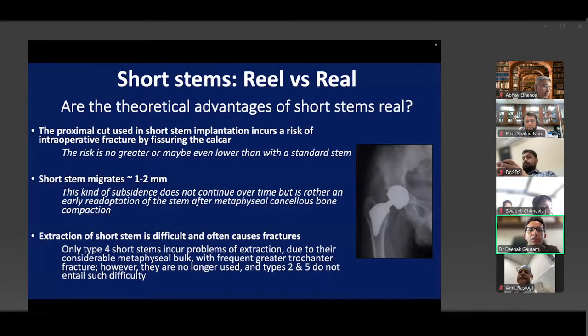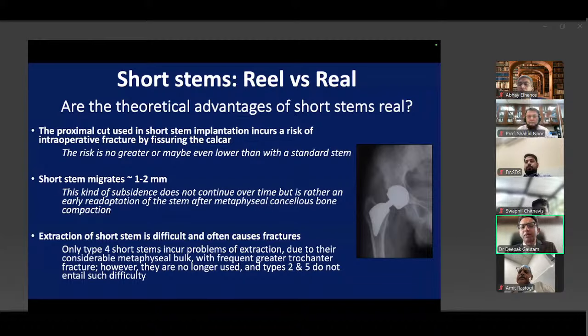The proximal cut using the short stem incurs a risk of intraoperative fracture, but the literature says it is no greater, or maybe even lower, than with the standard stem. Yes, there is a risk of stem migration, but not more than 5 millimeters. This kind of subsidence in a short stem does not continue over time, but is rather an early readaptation of the stem after metaphyseal cancellous bone compaction.